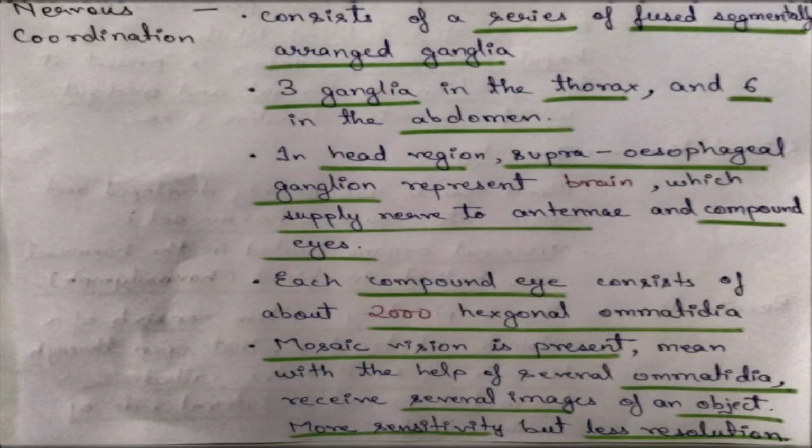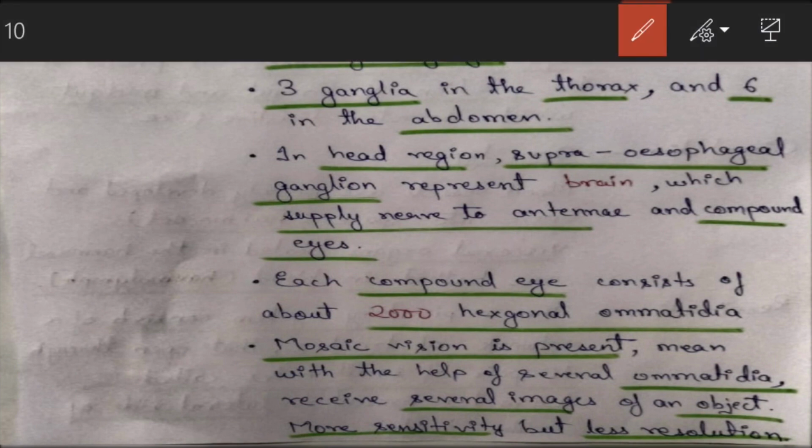Next we look at nervous coordination or nervous system. It consists of a series of fused segmentally arranged ganglia, 3 ganglia in the thorax and 6 in the abdomen. So even if you cut the head of a cockroach, it will live for a week due to the presence of ganglia in thorax and abdomen. In head region, supraesophageal ganglion represents the brain, you must remember this, which supplies nerves to antenna and compound eyes. Each compound eye consists of 2000 hexagonal ommatidia.